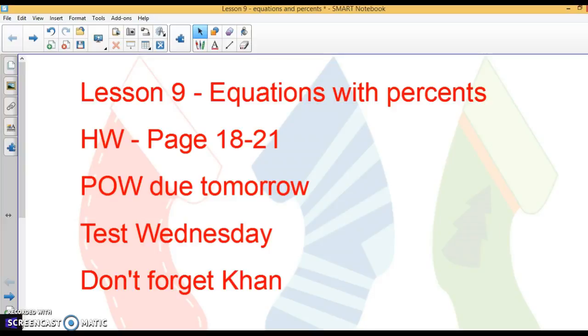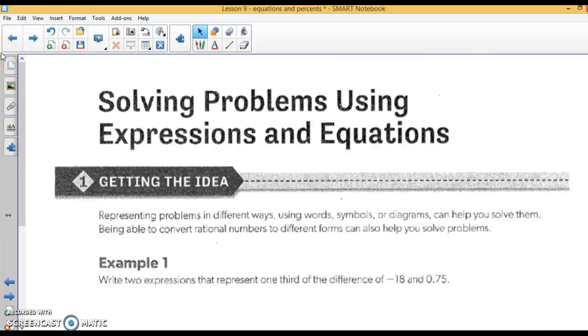All right, the lesson that we're talking about today is the percent lesson, or percent unit lesson 9. It's more equations with percents, and this is really kind of a review type lesson. The homework that goes with this is page 18 to 21. All right, we are on page 30 in your notes.